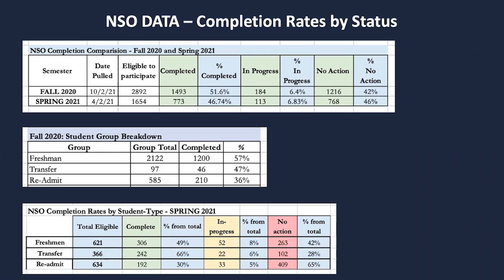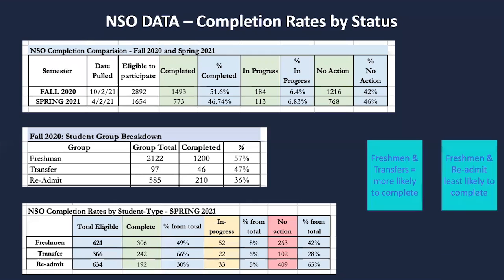In the bottom two charts, you see the completion rate by student group by semester. The first one is the fall and the second one is the spring 21 semester. The pattern that we're seeing is that freshmen and transfer are more likely to complete, whereas freshmen and readmit are least likely to complete the NSO program. And we're looking at about a 50% split between the freshmen completing or not completing the program. That's the most concerning point that we're working towards addressing in the future, for the fall 21 semester and future semesters moving forward.